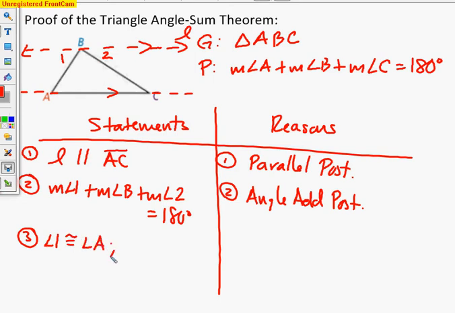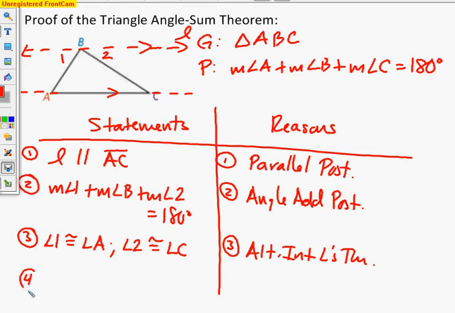The same thing can happen over here with angle 2 and angle C in the triangle. That is because we created parallel lines, and these are alternate interior angles. And now the last step is easy. We just substitute. If 1 is congruent to A, put A there. If 2 is congruent to C, put C there. And we have what we want. The measure of angle A plus the measure of angle B plus the measure of angle C equals 180 degrees. And that's just by a basic substitution.